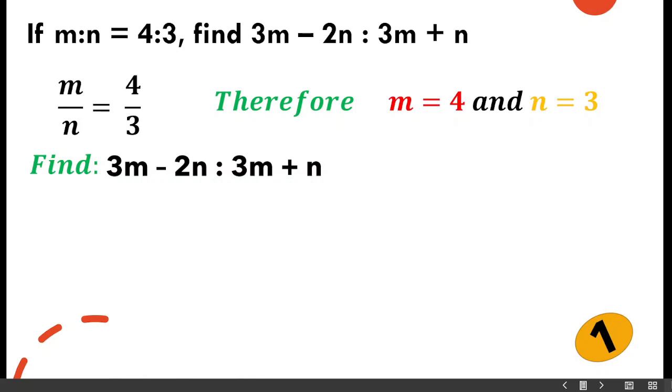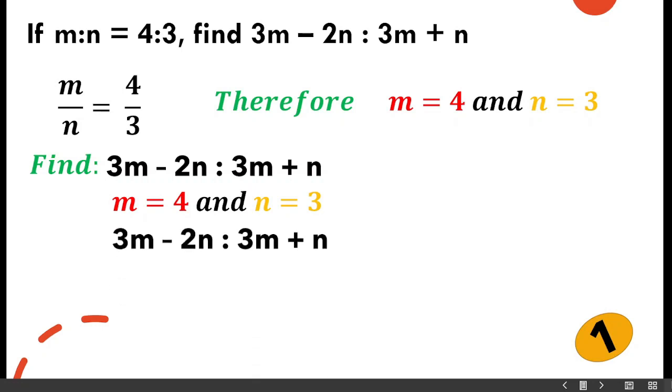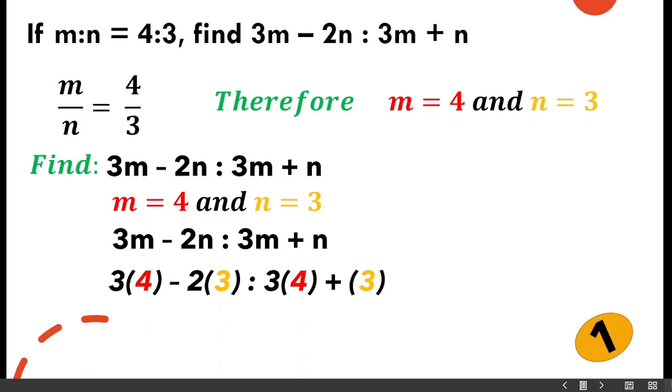Find 3m minus 2n is to 3m plus n. Since the value of our m is equal to 4 and n is equal to 3, we substitute the value to our given 3m minus 2n is to 3m plus n. 3 times 4, that is for the value of m, minus 2 times 3, the value of n, is to 3 times 4 plus 3.